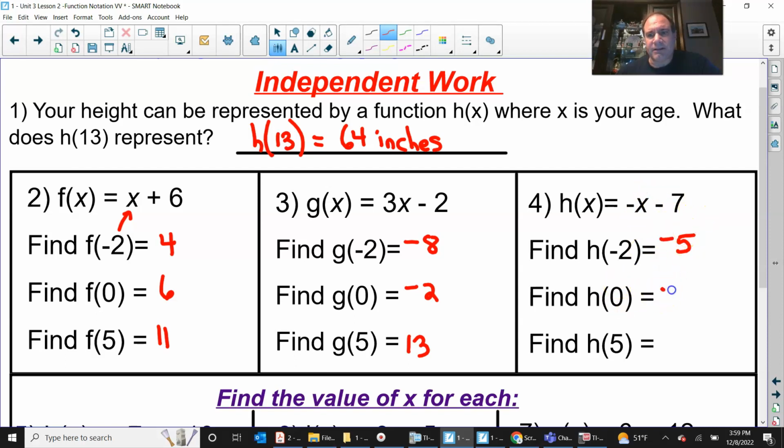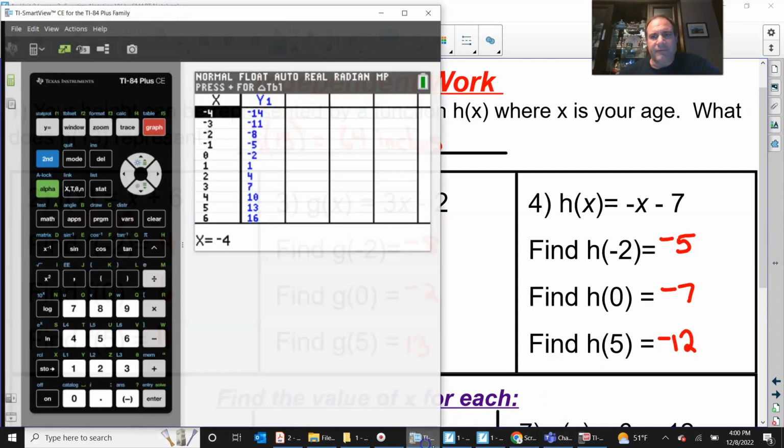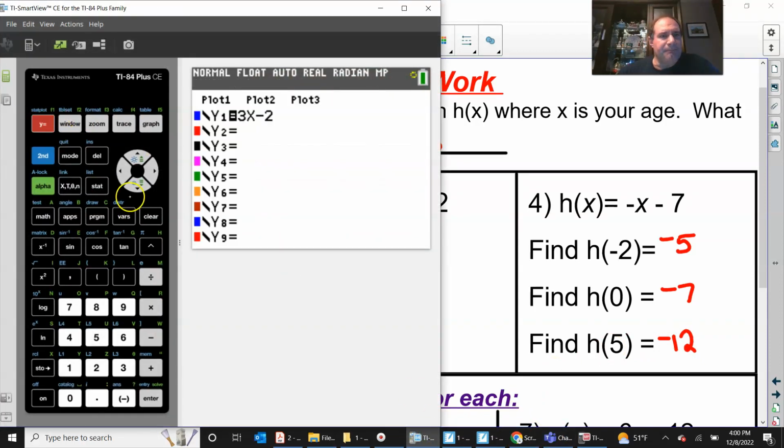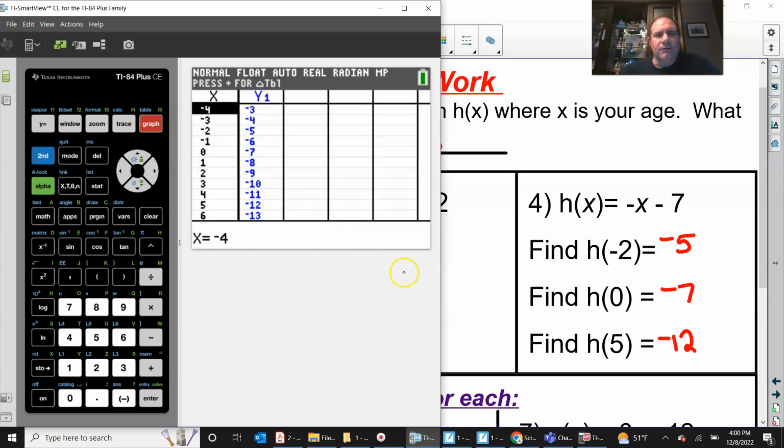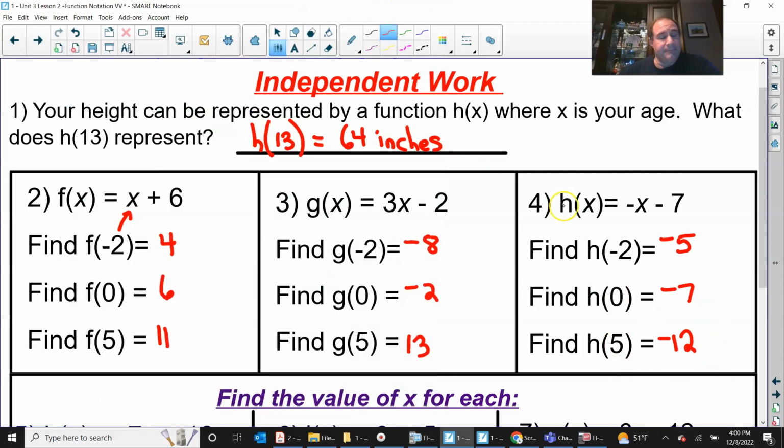0 minus 7 is -7. -5 minus 7 is -12. And again, if I get my calculator up, clear this out, -x, just to check that I'm correct. 7, and then press second function table. All of my numbers here: -2 is -5. That's correct. 0 is -7. That's correct. 5 is -12. That's correct. Done.